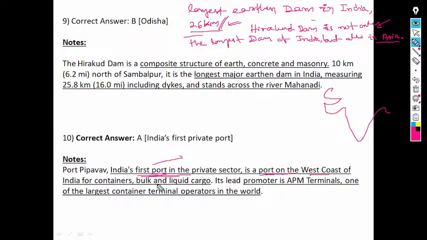It is a port on the west coast of India that handles containers, bulk and liquid cargo. The lead promoter is APM Terminals, one of the largest container terminal operators in the world.